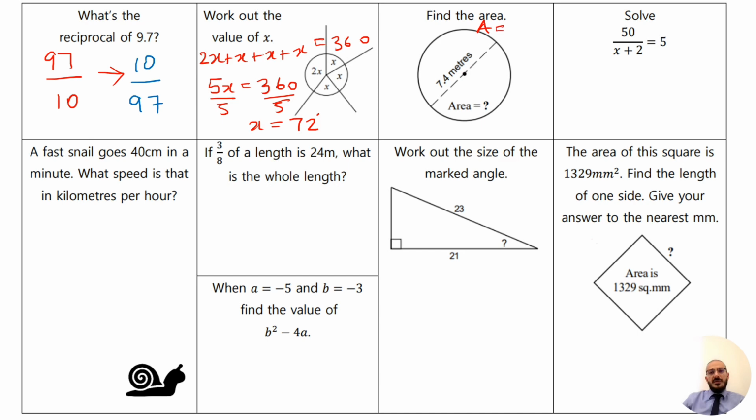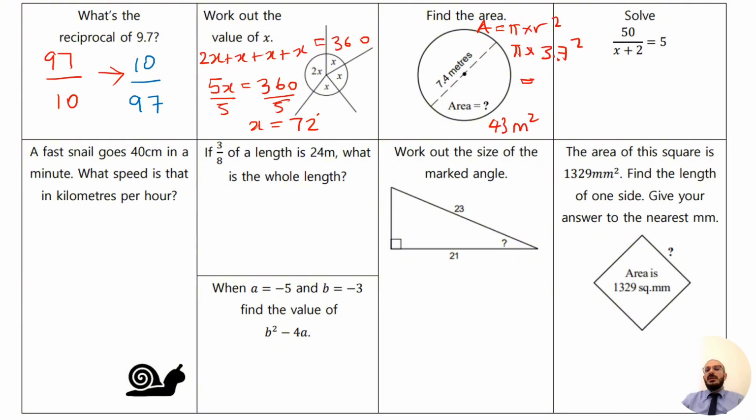Next question is asking us to find out the area of this circle. So area is going to be pi times the radius squared. So 7.4 is the diameter, so radius is going to be half of that. So if you just divide 7.4 by 2, then you will be able to find out what the radius is. So it's going to be pi times 3.7 squared. So 3.7 squared times pi gives me 43 meters squared.